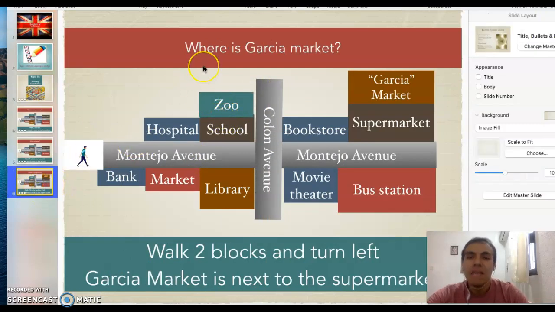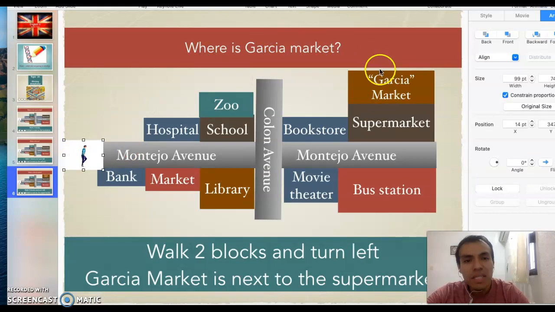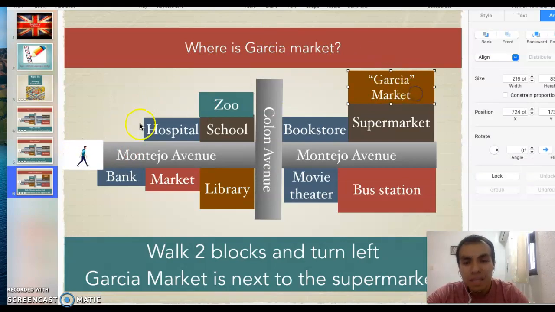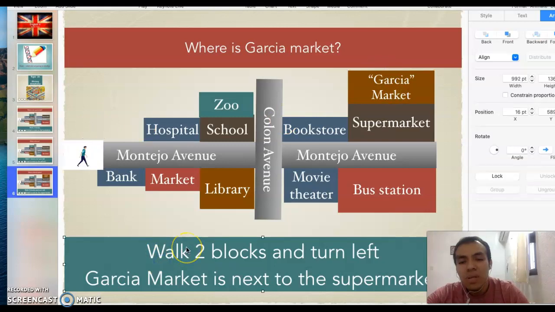And then the final example. Where is Garcia Market? I am here. Where is Garcia Market? Garcia Market is here. An example is walk 2 blocks and turn left. Garcia Market is next to the supermarket.